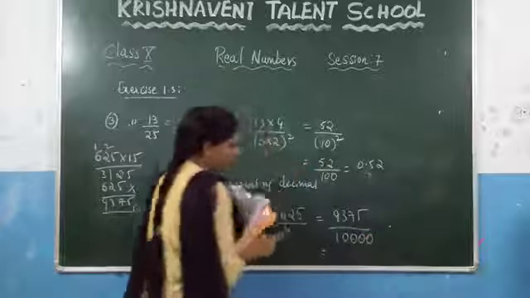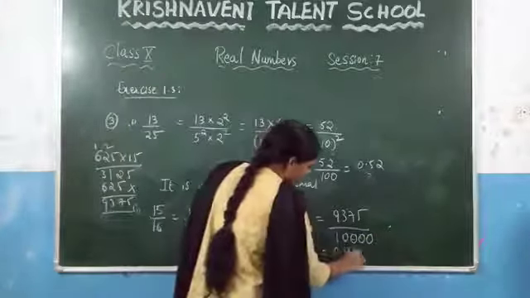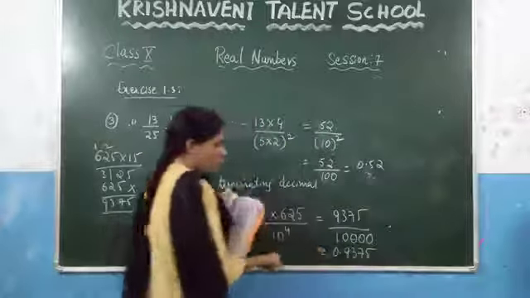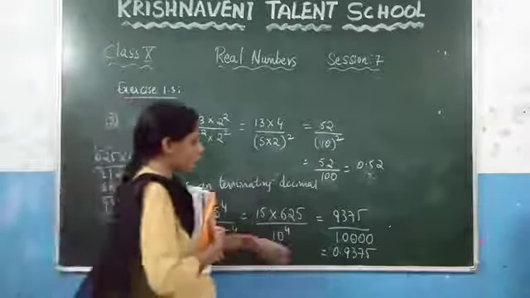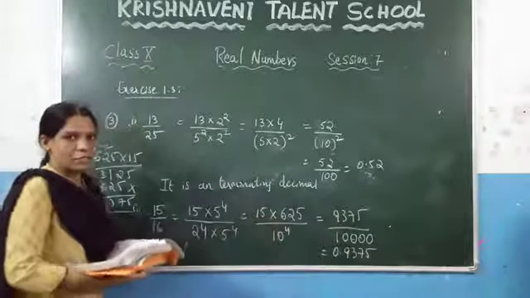10,000. After that, what is the calculation after doing this one? We got 0.9375. Here you can observe that after the decimal point it has an end. So we can say that it is a terminating decimal.